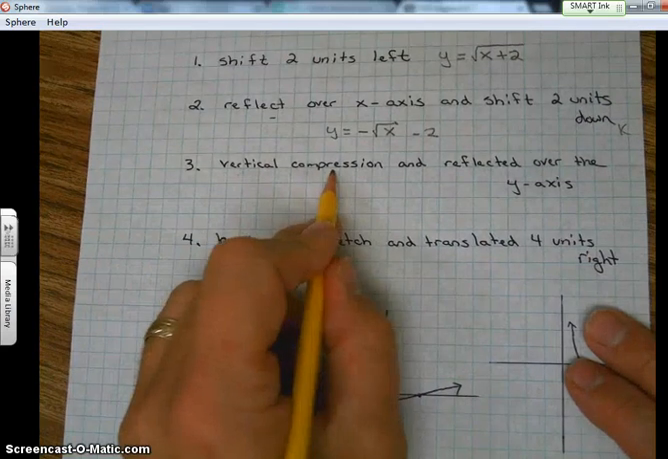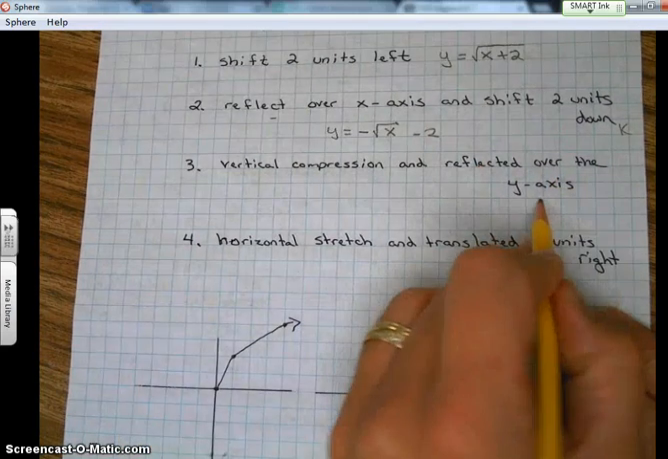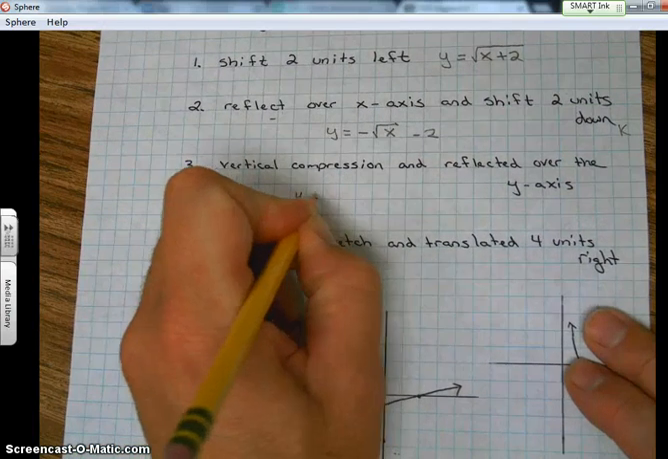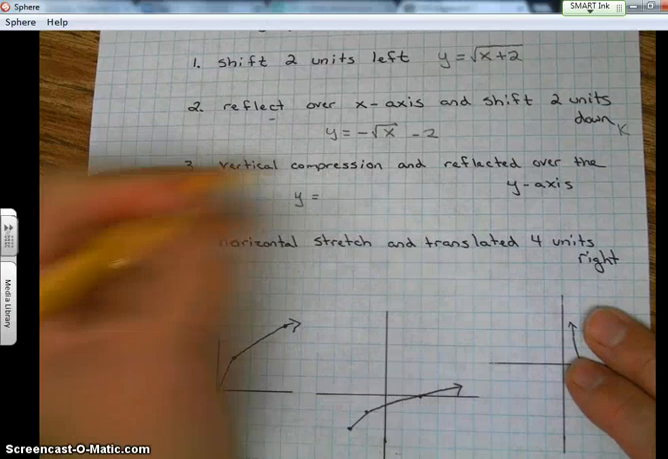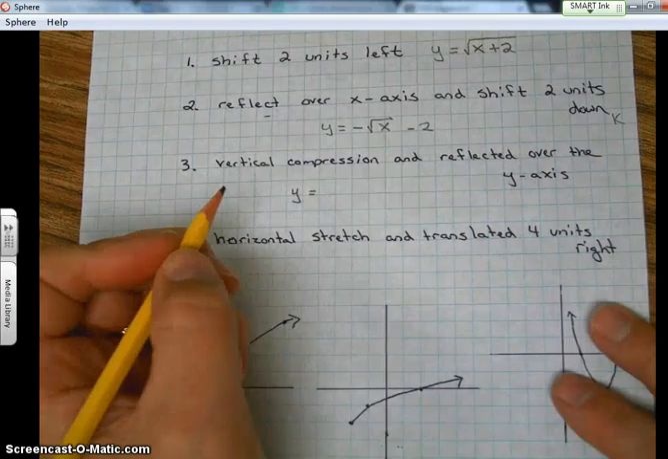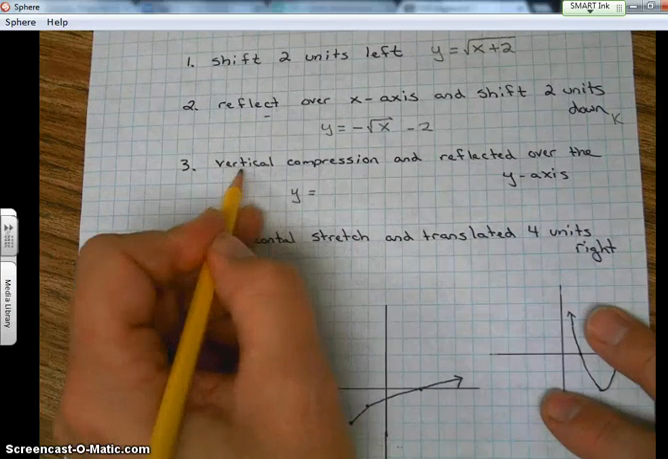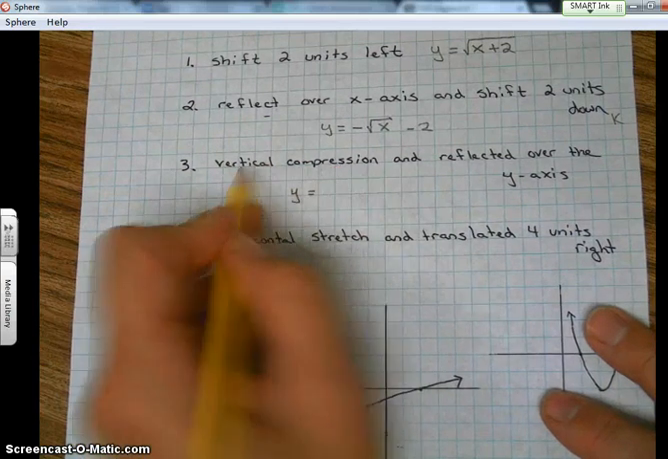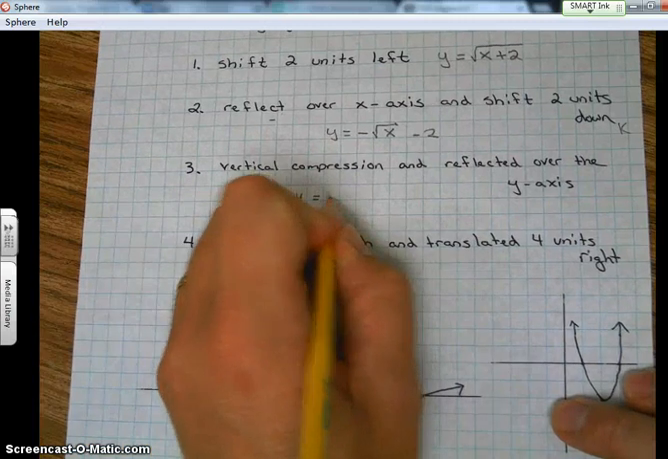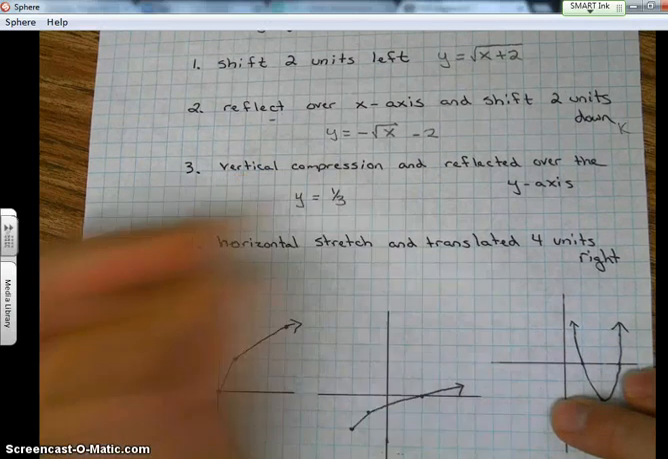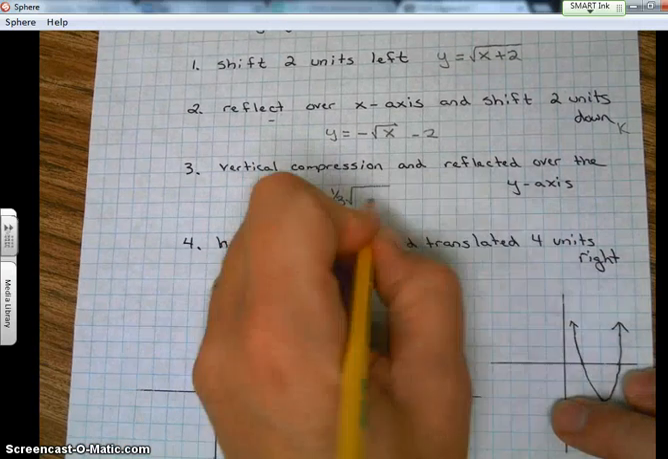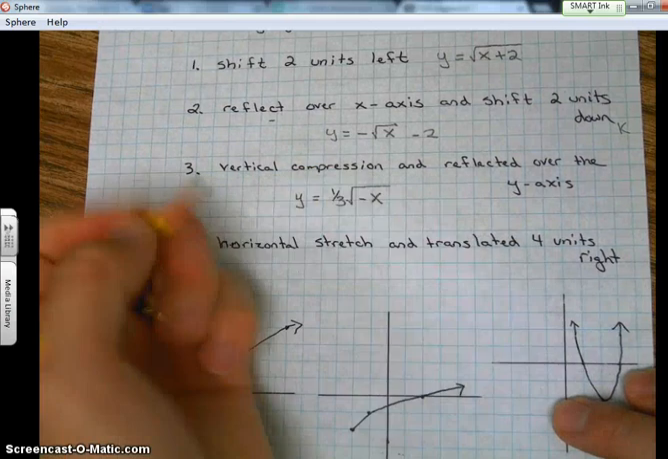Vertical compression reflected over the y-axis. So vertical compression, that's going to go on the front. Compression, meaning the a value is going to be between 0 and 1. So, you can choose a number. If a number is not given there for you, then you can choose a number. So a number between 0 and 1, I'm just going to go ahead and go with 1/3. And then we have a reflection over the y-axis, so the negative goes on the x.